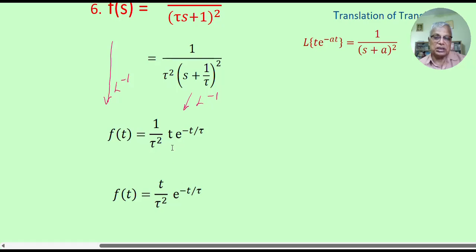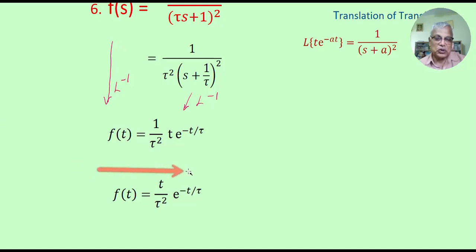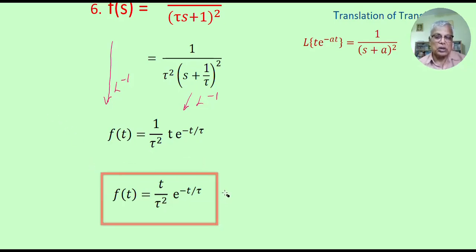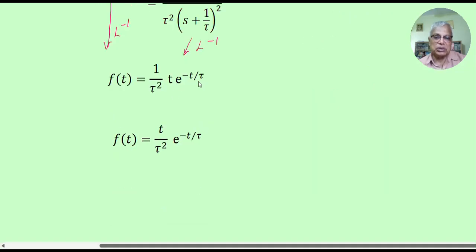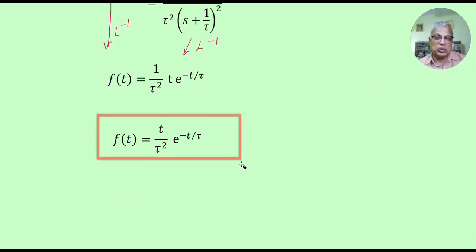If we rearrange this, we take t here: t by tau square into e power minus t by tau. So this is the inverse of the given function. The given function is this, so the inverse of 1 by (tau s plus 1) whole square is t by tau square into e power minus t by tau.